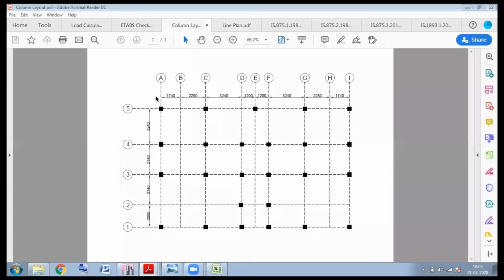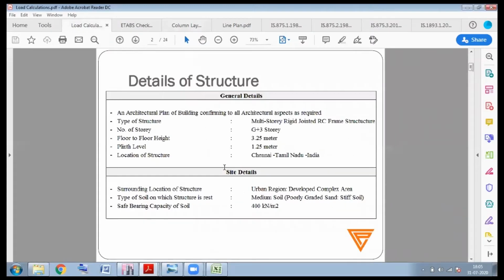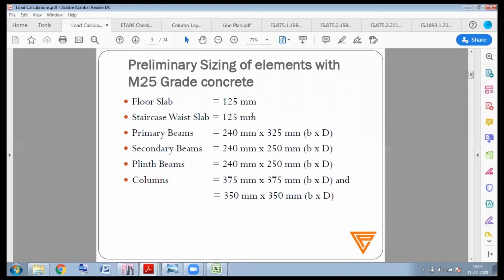I just created a grid: the X grid called A, B, C until I, and the Y grid called 1, 2, 3, 4, 5. Each grid has equal and unequal spacing here. And the sizing of the members, I already sized as per the IS codal provision by using IS 456 and IS 13920. The floor slab we are going to design in the building is 125 mm, and the staircase raised slab is 125 mm.